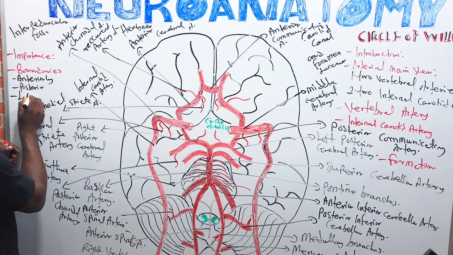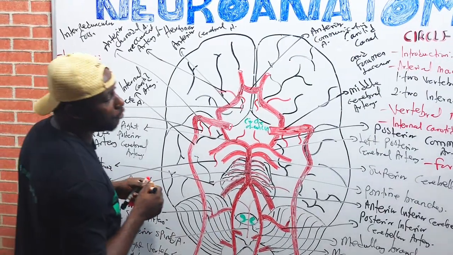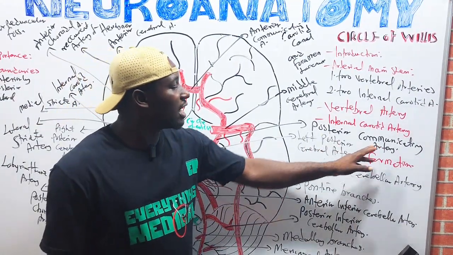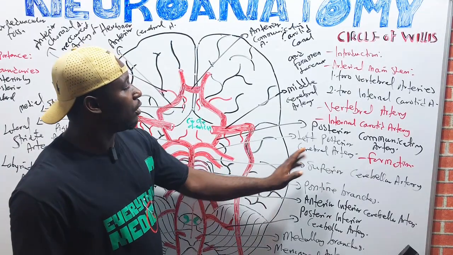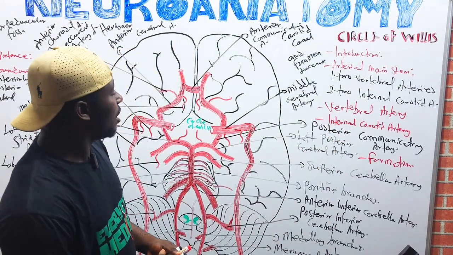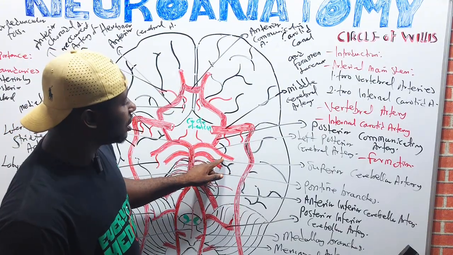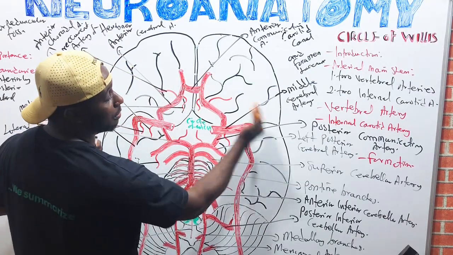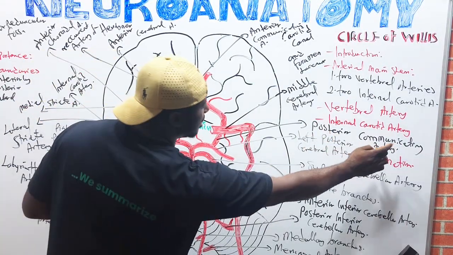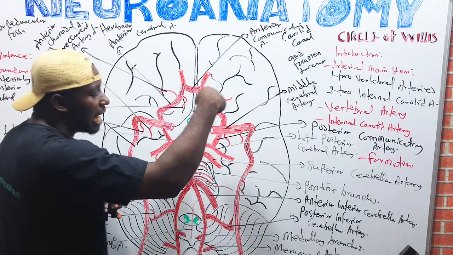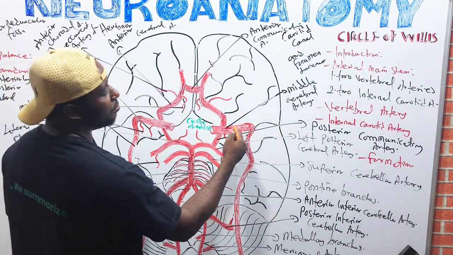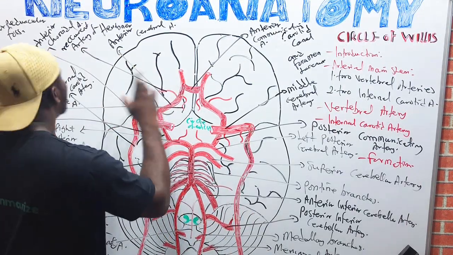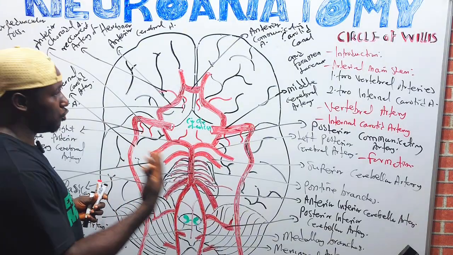Now, laterally, it is formed by the posterior communicating artery. It is formed by the what? The posterior communicating artery alongside the posterior cerebral artery. You can see it here. Laterally on both sides, it is formed by the posterior communicating artery, which unites the middle cerebral artery with the right and left posterior cerebral artery. So those are the boundaries of the Circle of Willis.